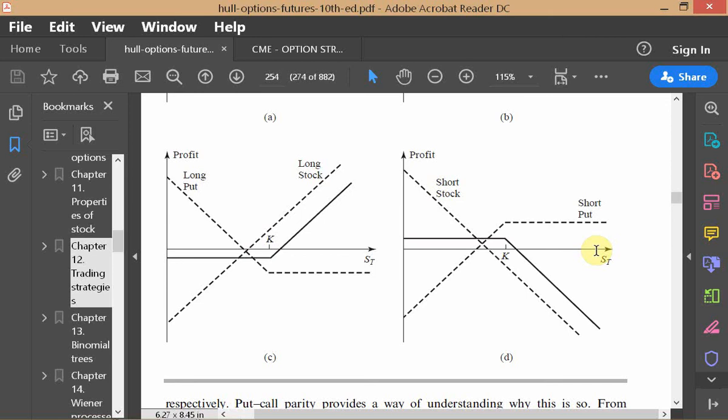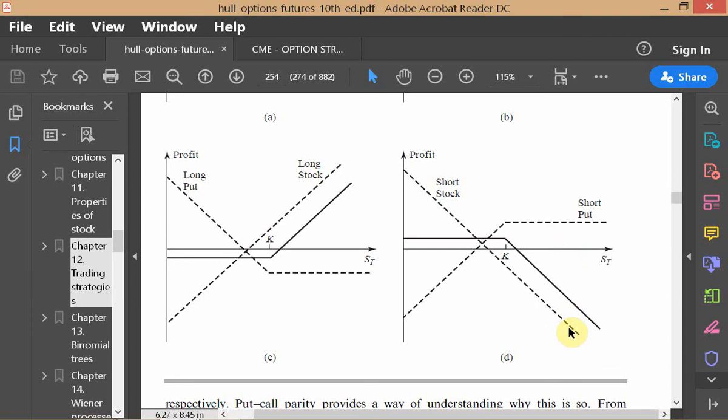So when the market price is higher than the strike price, will the holder of a put exercise? No, because the holder has the right to sell the underlying asset at the strike price. So why should I sell at K when I can sell in the market at ST? If he exercises, he will sell at K and have to buy back in the market at ST, so he'll make a loss. And I, being the short position holder, will actually make a profit. So this can't be a short put payoff profile. Is this clear?